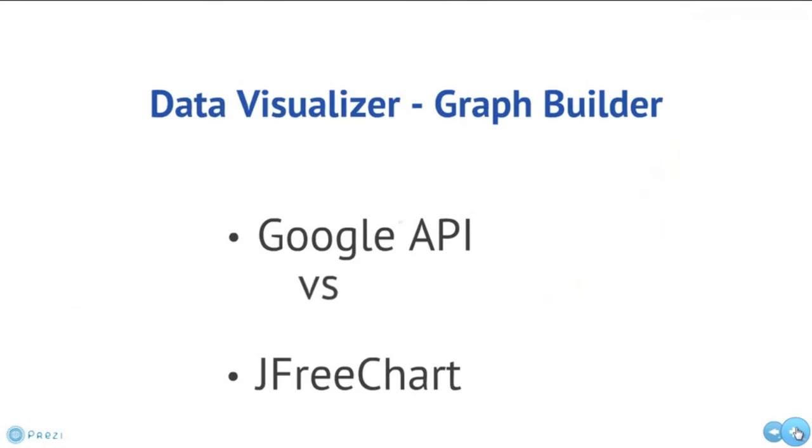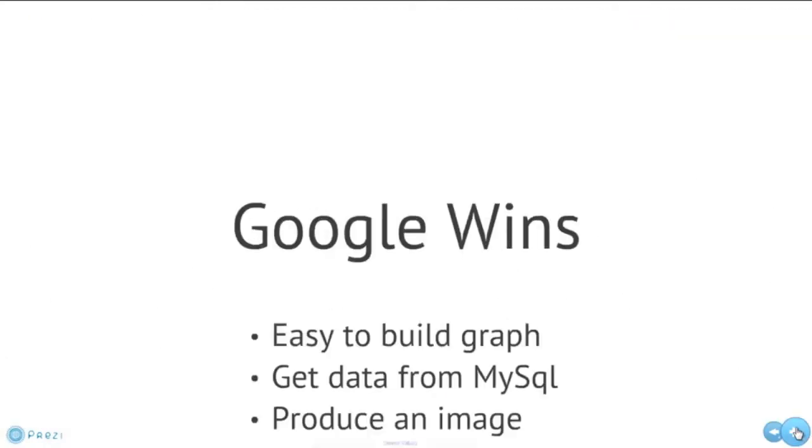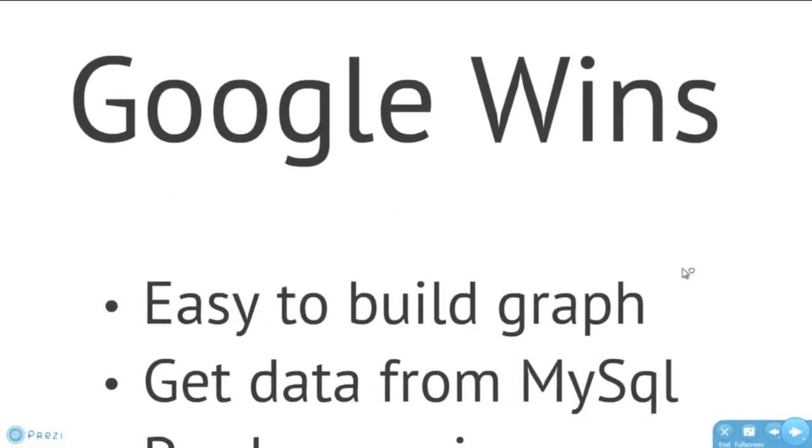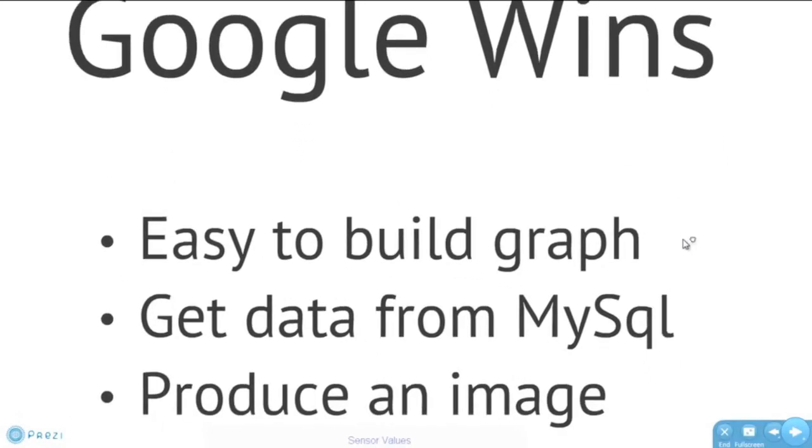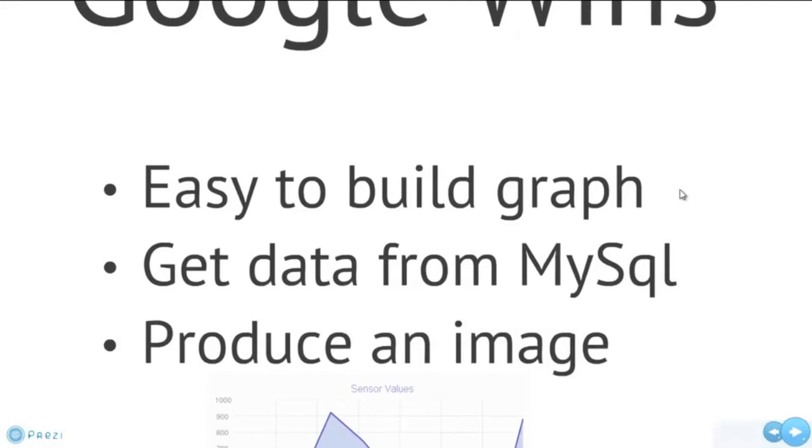A data visualizer or a graph builder was an option that became a necessity towards the end of the project. We needed to come up with a good way to represent the data that we had in the database, and in a historical way too. Two case scenarios were studied: Google API Chart Builder or JFreeChart. After serious consideration and after investigating the initial prototypes, Google API Chart Builder proved to do much better. Google wins.